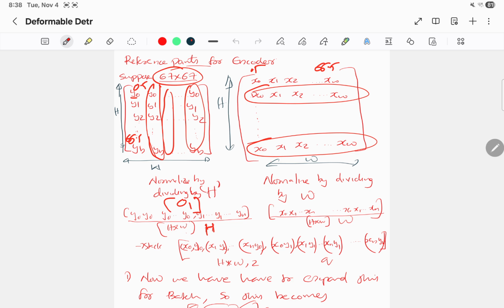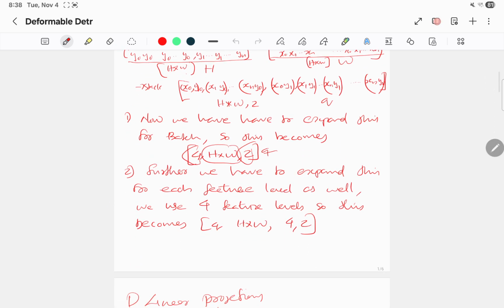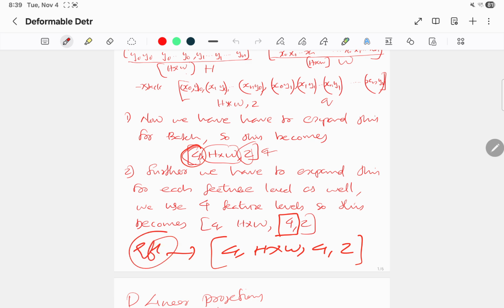We do that here as well. We reshape it and divide by w, so it becomes 0 to 1. Then we stack them, so it becomes x0 y0, x1 y0, xn y0, then x0 y1, x1 y1, xn y1, finally xn yn. So we get the center point of each reference point in 0 to 1 normalized coordinates. Then, as I said, we do the batch level expansion and then the feature level expansion. Finally we have h comma w as the flattened level, this many reference points per feature level, and we have to do it for all the feature levels.